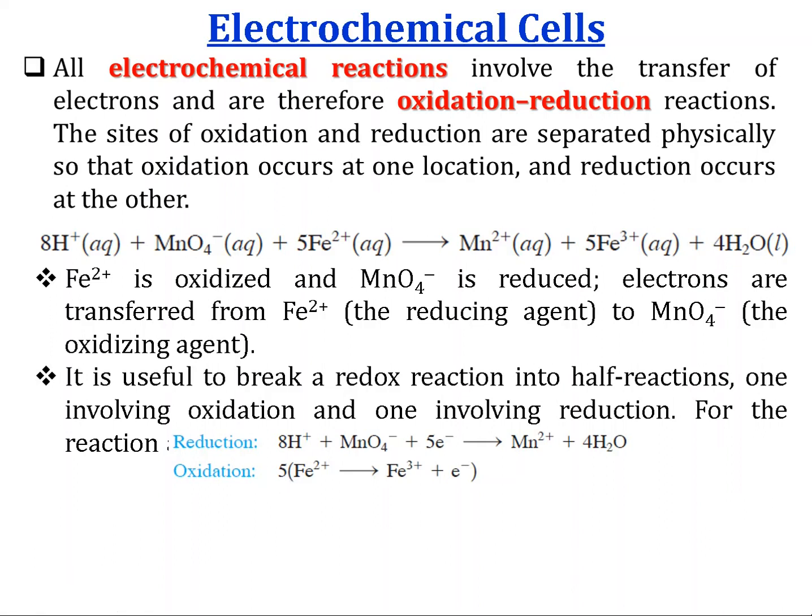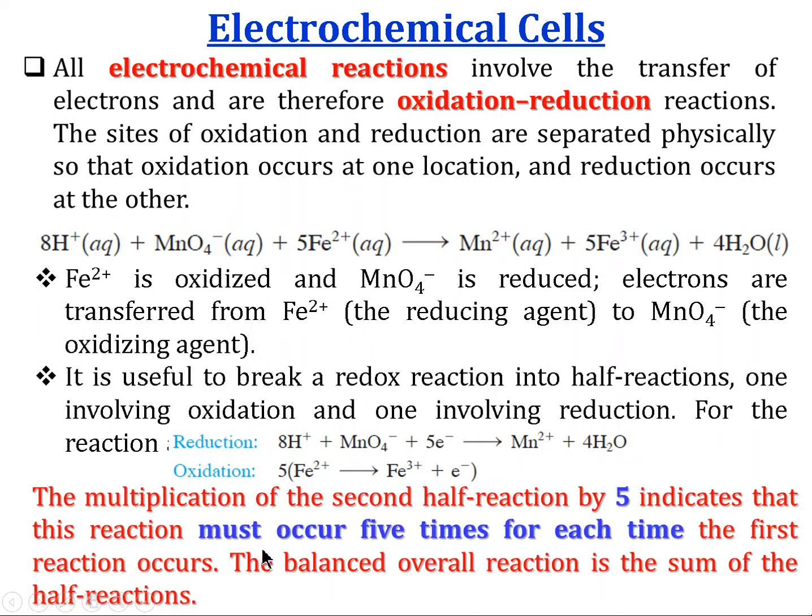What is the meaning of this multiplication by 5? The multiplication of the oxidation half reaction by 5 indicates that this reaction must occur 5 times for each time the first half reaction, which is the reduction, occurs. So the balanced overall reaction is the sum of the half reactions.